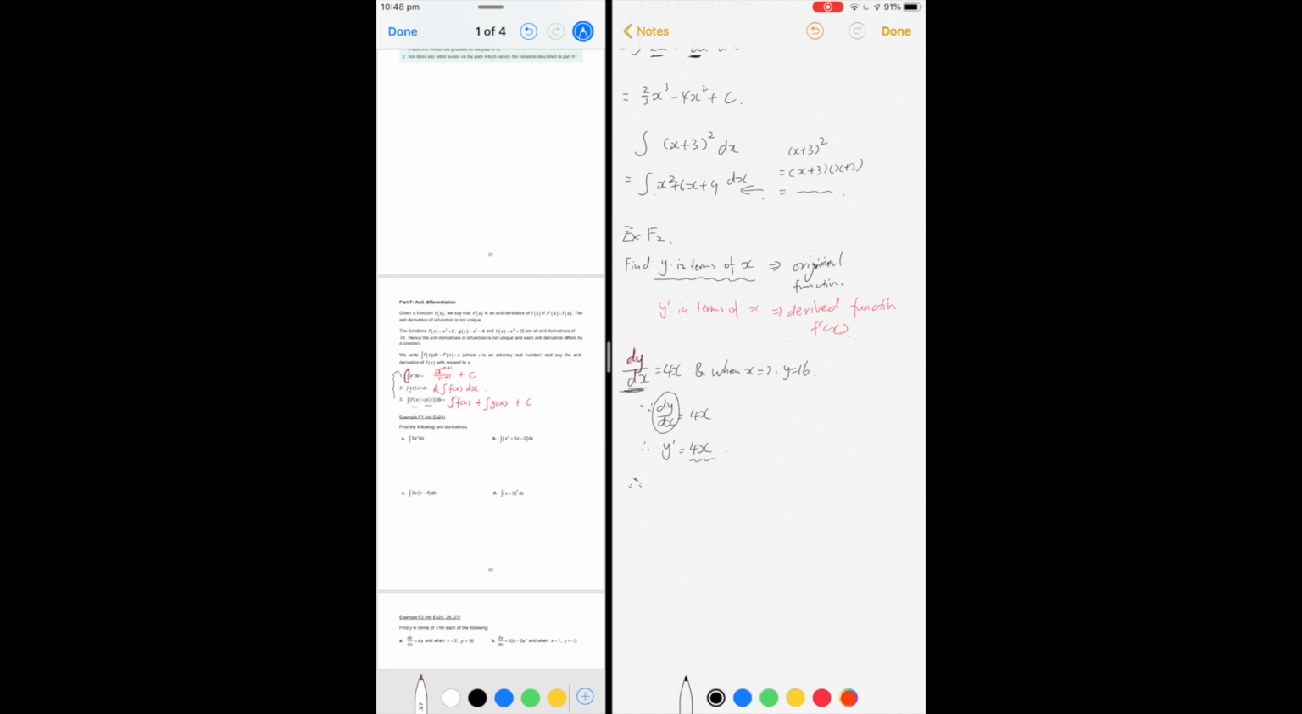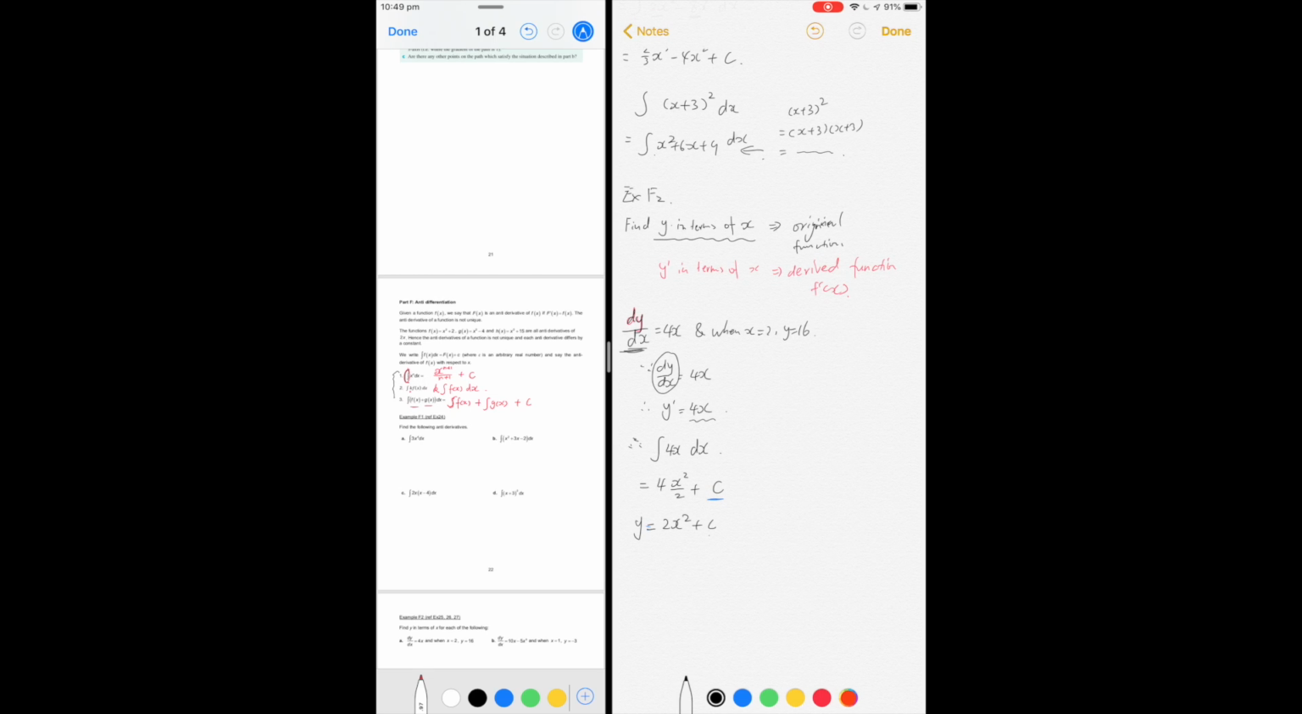So now we are trying to find the antiderivative of the derived function 4x with respect to dx, which is equal to 4 times x to the power of 2 over 2 plus c. Always make sure you have that arbitrary constant. Simplify, and you will have 2x squared plus c. This is your original function, which is also y, so y equals 2x squared plus c.